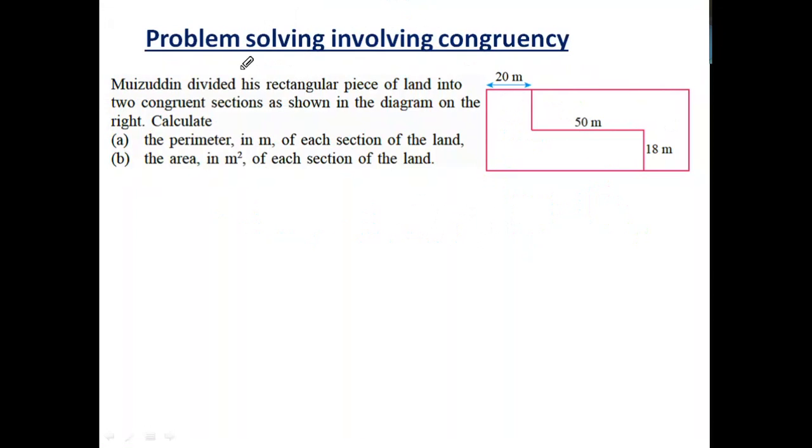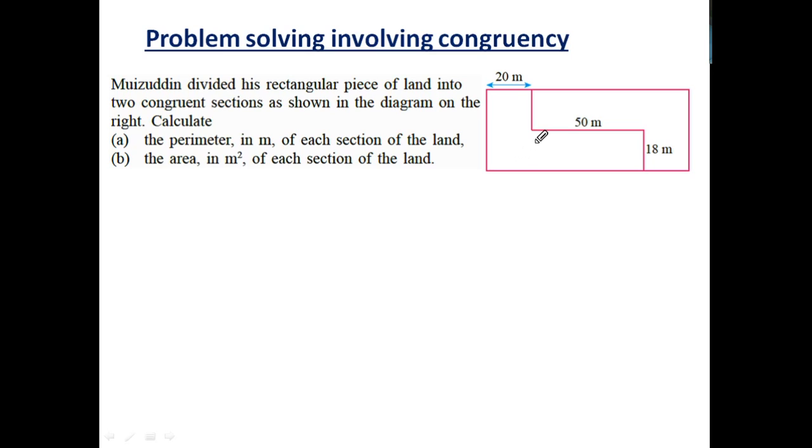Students, now we reach the last part of this subtopic, that is problem solving involving congruency. Let's see the question. Mujahideen divided his rectangular land into two congruent sections. The sections are L shape, as shown in the diagram on the right. Now calculate the perimeter in meters of each section of the land.